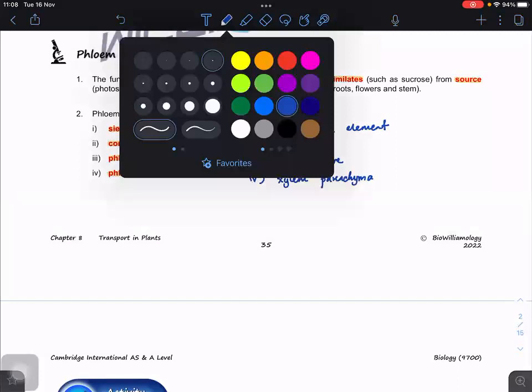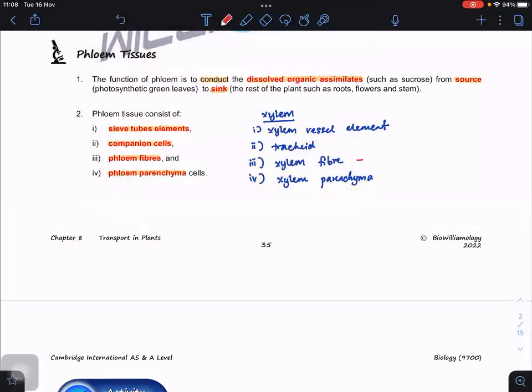In terms of role, fibers are for support, and they are the same in both. Xylem parenchyma is for storage, so phloem parenchyma is also for storage. No difference among them. Tracheids we don't learn in our A-level syllabus, but xylem vessel elements are involved in transport, and sieve elements are also involved in transport. It's just a difference in what is transported.